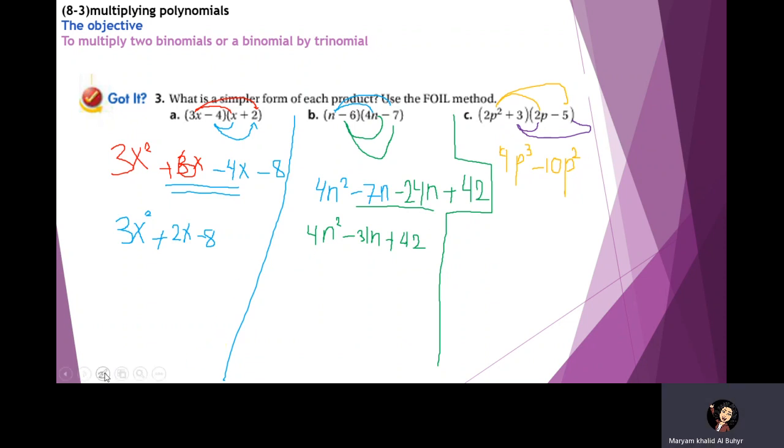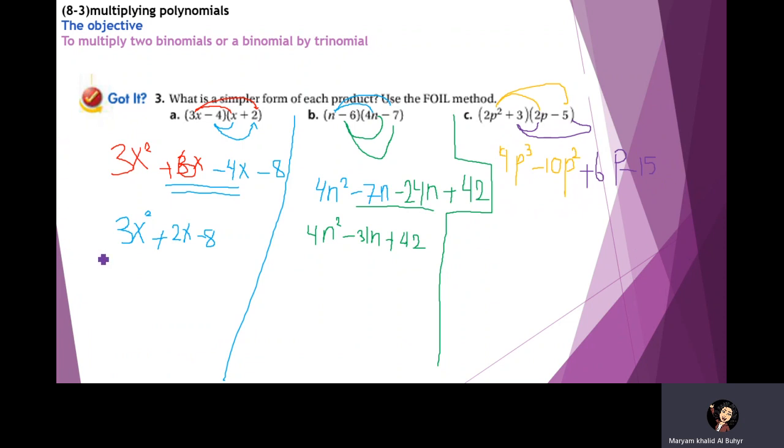Let me move to the last thing. 3 times 2p, it will be plus 6p. Just 3 times negative 5, it's going to be negative 15. The question here, is there anything I can simplify? The answer is no. This is p to the power 2. This is p to the power 1. You cannot add anything, so just keep it like that. Let me give you more exercises.